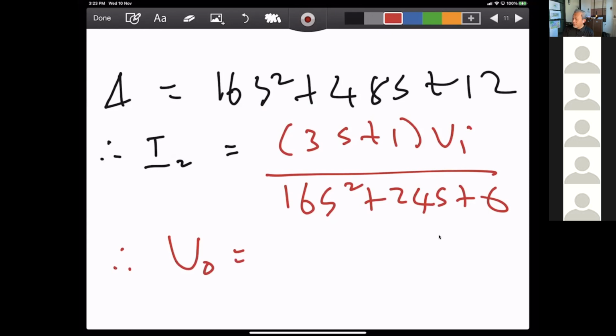V naught equals what? 2S I2. Okay. So substitute I2 into it.